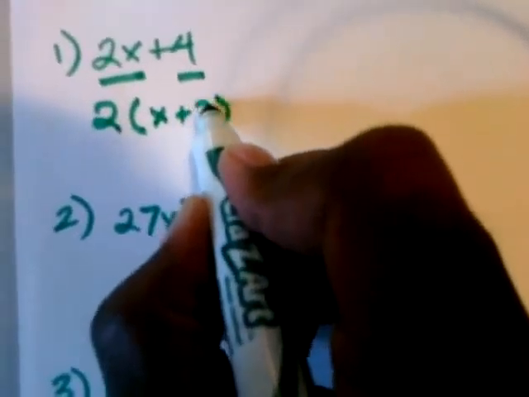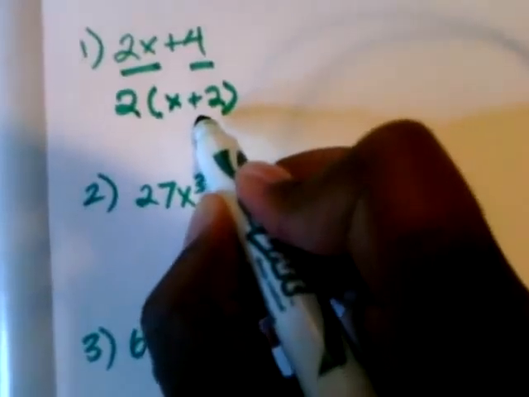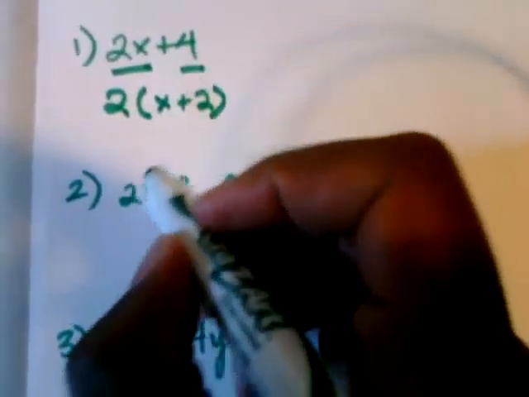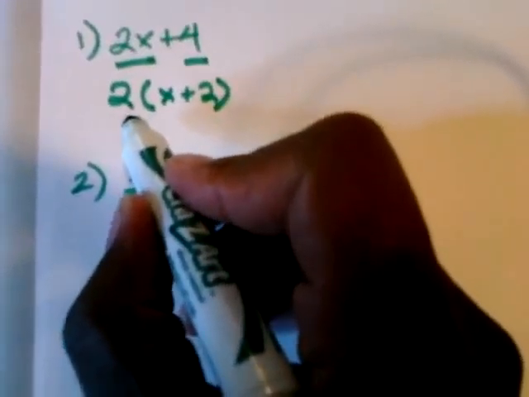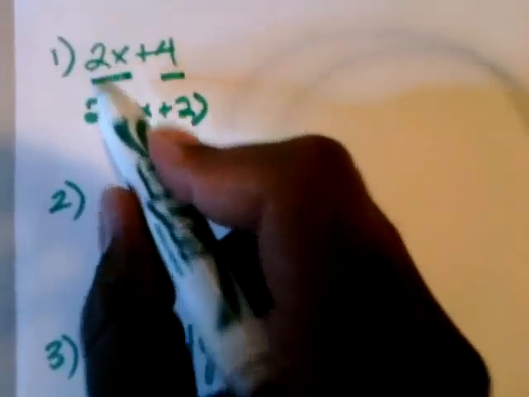And what I'm saying is 2 times, I'm going to say x plus 2. And I'll tell you why I use x plus 2 in just a minute. 2 times x plus 2, or 2 times the quantity of x plus 2, equals 2x plus 4. I use x plus 2 because I know I'm going to have to use the distributive property here. And 2 times x is 2x, and 2 times 2 is 4.